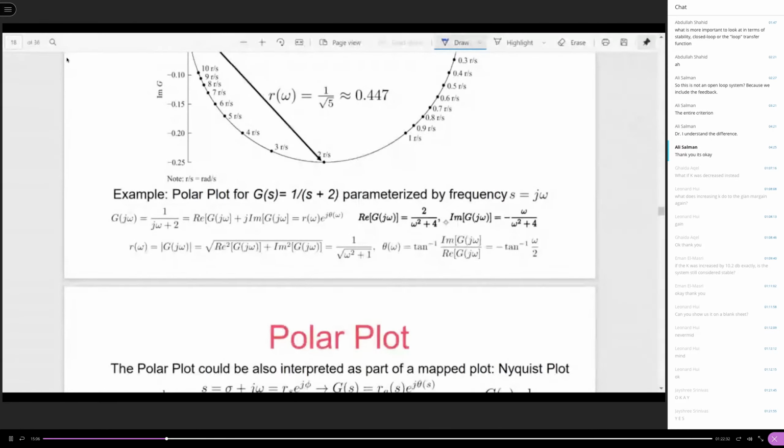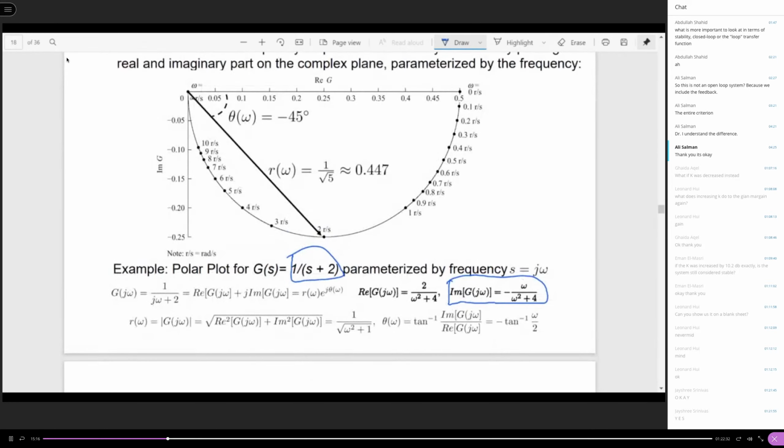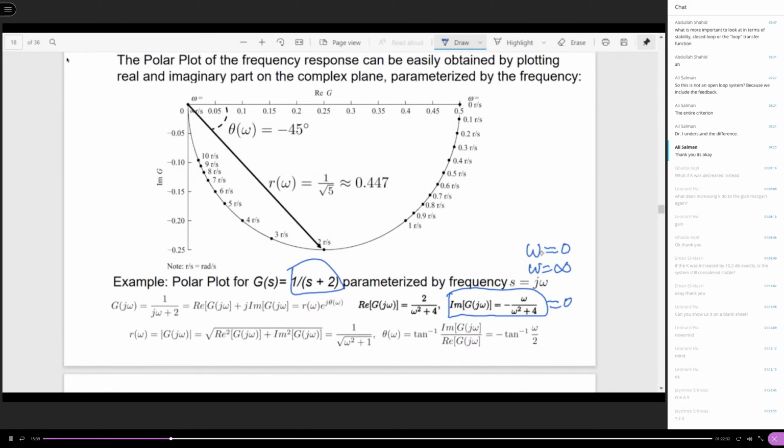Here is my calculation. If I have a transfer function like that, I can easily find its imaginary part, which is this. To calculate the crossover, you make this equal to 0. So what is the crossover frequency? Omega equal to 0, or omega equal to infinity. These two omegas correspond to the imaginary part equal to 0.